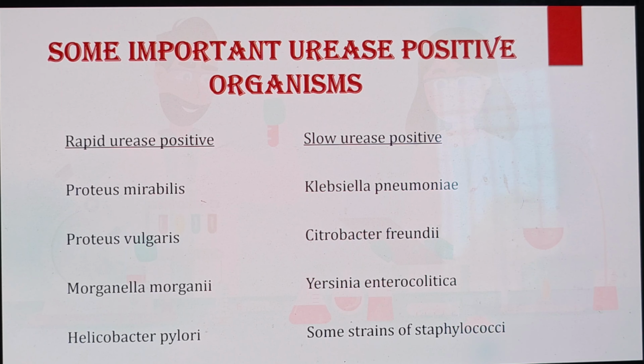Here are some important urease positive organisms. So first, rapid urease positive organisms are Proteus mirabilis, Proteus vulgaris, Morganella morganii, Helicobacter pylori. And slow urease positive organisms are Klebsiella pneumoniae, Citrobacter freundii, Yersinia enterocolitica, some strains of Staphylococci.